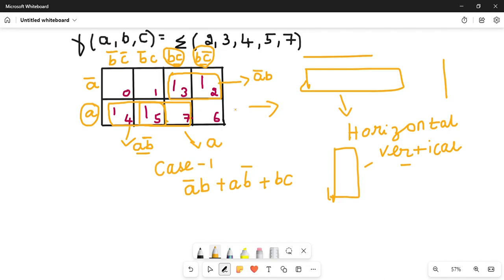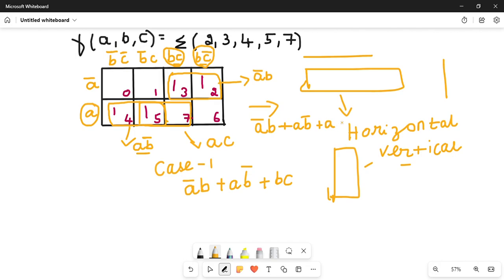And you can also see that as we are grouping it in a horizontal manner, this is the A that comes into the picture. And now here in B bar C and BC, your common is C, so therefore it is AC. Instead of BC, I should write it as AC. The resultant for case number 2 is A bar B plus AB bar plus, I'm sorry, plus AC. So this is one important thing.